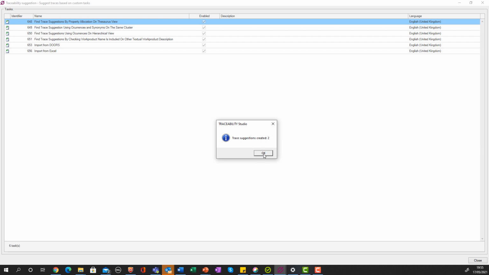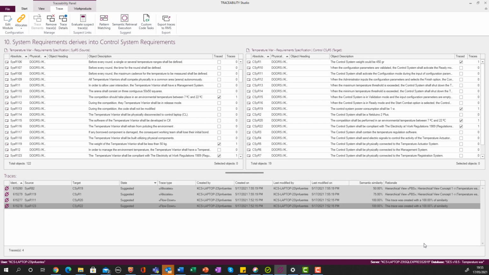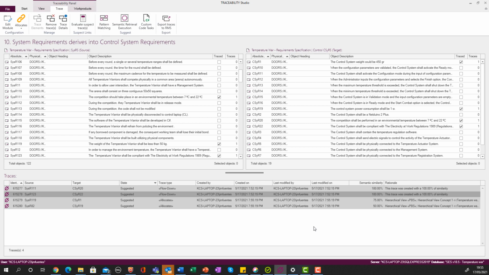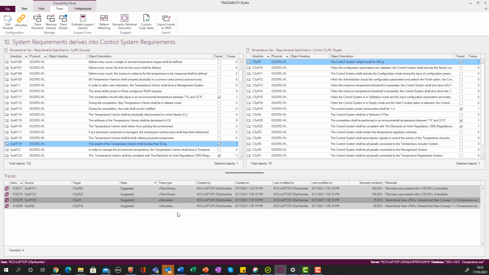And now the tool has identified two possible candidates to trace, right? So this 2-1. In this one, the source is speaking about the weight, a physical property of the temperature warrior, the top level system, that shall be 50 kilos. While in the target, I'm speaking about the weight of the control system, and in this case it is 450 grams, right? So it is not an issue that I'm speaking about kilograms here, grams there.